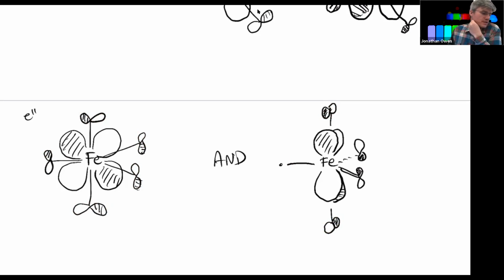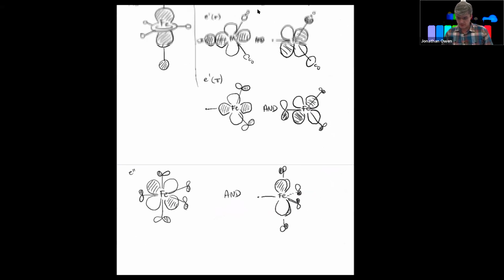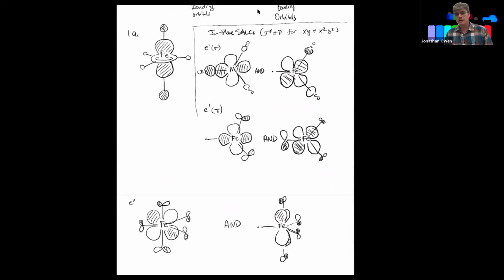So dxz and dyz interact with the pi orbitals of the COs that are in the plane and those that are out of the plane. Whereas the dx squared minus y squared only interacts with the COs that are in the plane of the three ligands. All right, so D3h is a good pi bonding geometry.